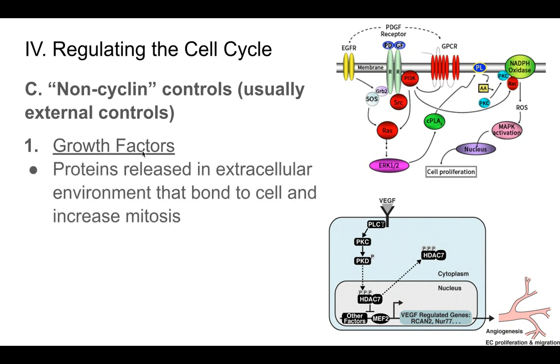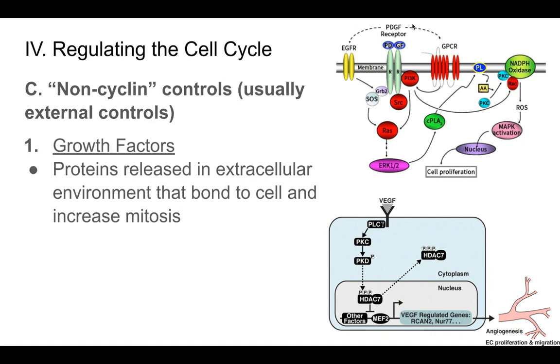These are typically proteins or hormones that are released in the extracellular environment and will bind to cells at their receptor. These are ligands that bind to a receptor, and that binding triggers a cell communication process that is complicated, but ultimately leads to mitosis.